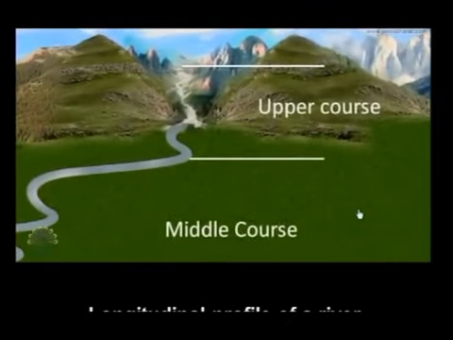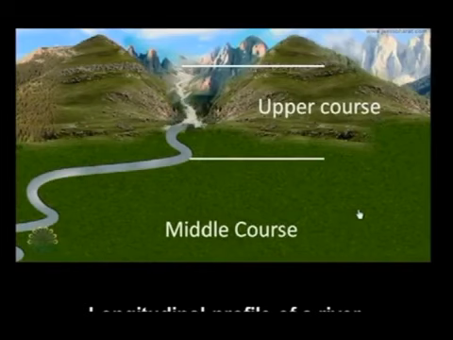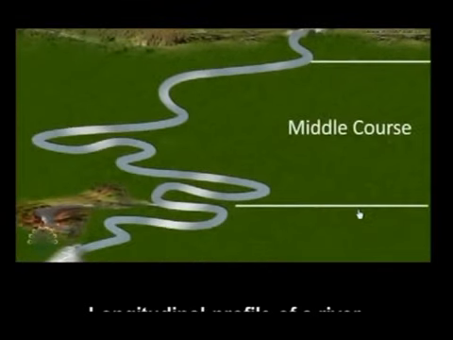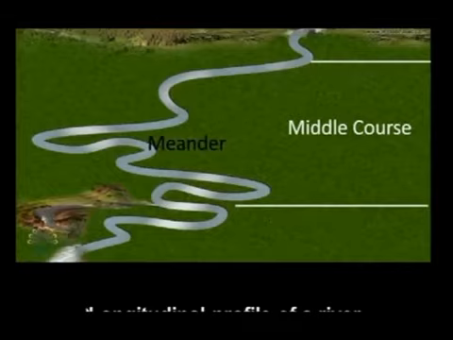First is the upper or the mountain course, where the river originates. Here, the velocity of the water is faster due to the steep gradient. The floor of the valley is narrow and the valleys are V-shaped. Second is the middle or the valley course, where floors are wider and the sides of the valley are more gently sloping. Here, the velocity of the river is slower than the upper stage. Meanders are typical landforms found in this stage of the river.